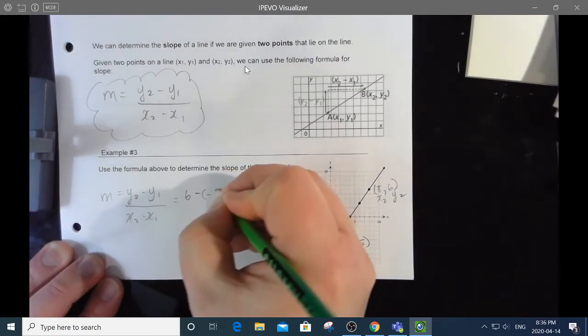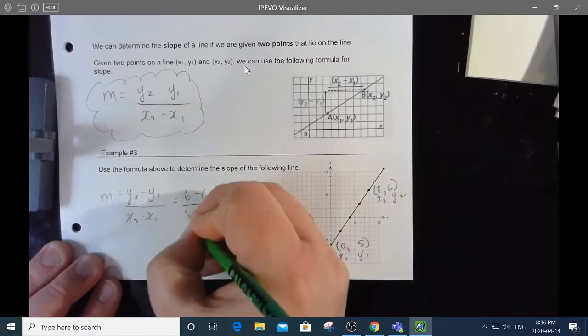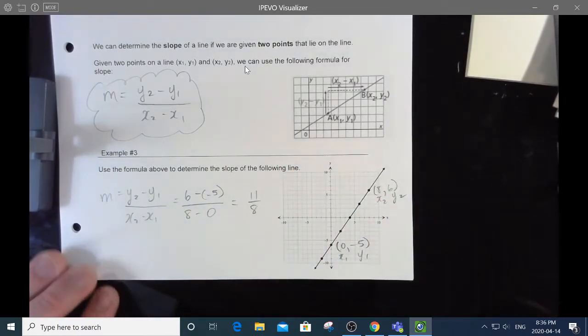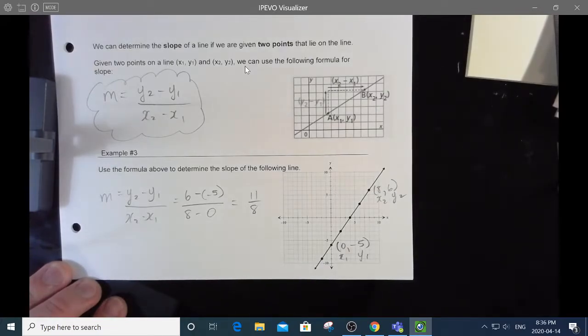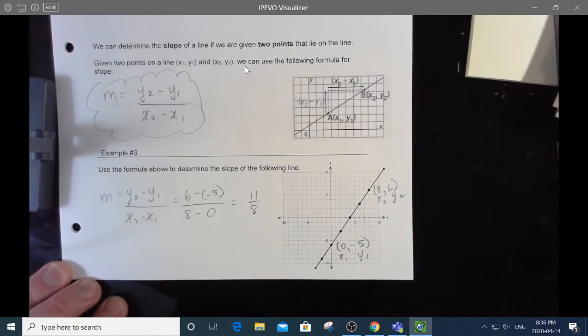6 minus negative 5. Be careful there. You got to know your integers. And then 8 minus 0. And that's going to be a slope of 11/8. What's cool about this is I should get exactly the same slope. Did I do this right?